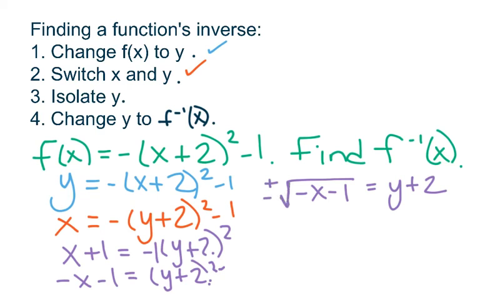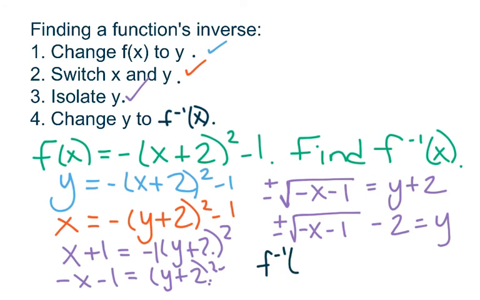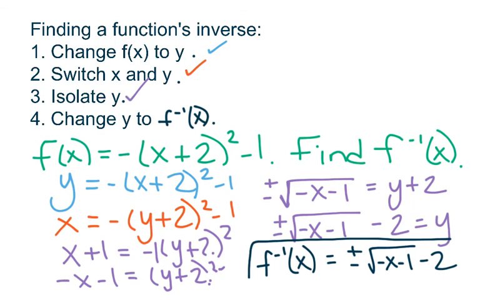And then the last thing to do is I'm going to get rid of that plus 2. So I'm going to subtract. So now I have y by itself. Check. The very last thing to do is anywhere it says y, I'm going to change it to f to the negative 1 of x. That is going to be my final answer.